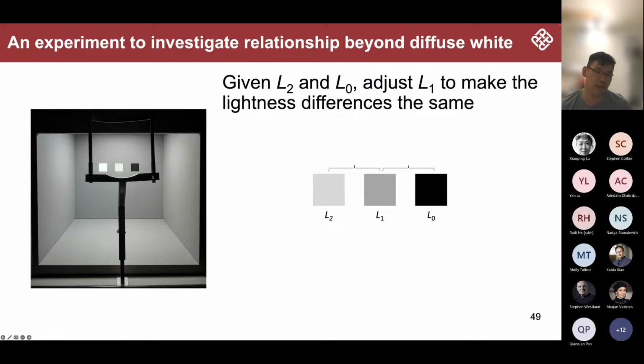This is another viewing booth. Behind the viewing booth, we have two high power LEDs, which allow us to change the chromaticity and also the luminance. We calibrated the system very carefully so that each time the observer will see the left stimulus and also the right stimulus. The observer's task is to adjust the luminance of the central one to make it appear in the middle. Which means the perceived lightness between area 2 and area 1 should be the same as the perceived lightness between area 1 and area 0. So that we can calculate different models trying to see whether they can make a good prediction.